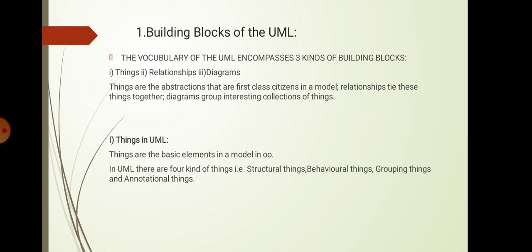Things are the abstractions that are first class citizens in a model. Second is relationships, which tie these things together. And third is diagrams, which group an interesting collection of things. Then we will see the first building block, things in UML. Things are the basic elements in a model in object oriented modeling. In UML there are four kinds of things: first is structural things, second is behavioral things, third is grouping things, and last is annotational things.